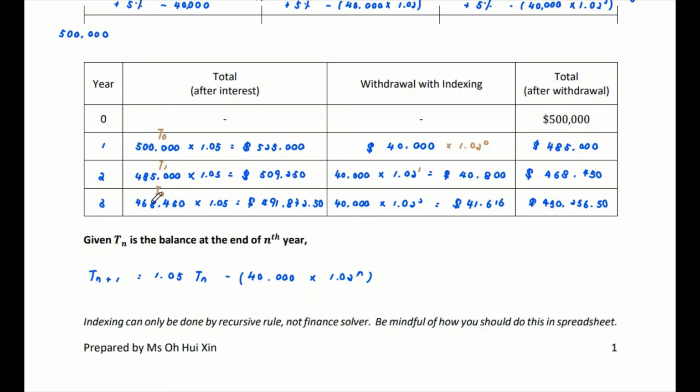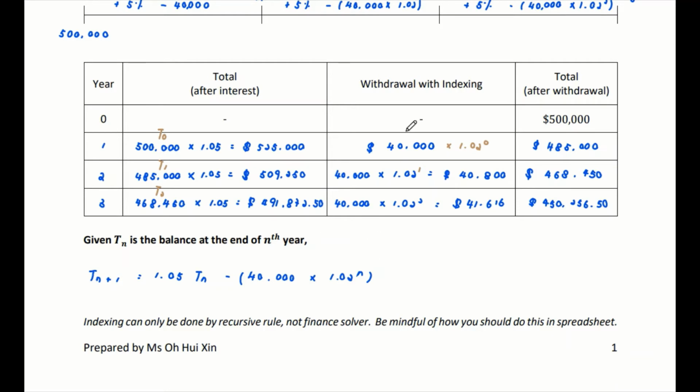If you are finding T2, then it will be 2. So T2, then n plus 1 equals 2, right? So your n here is 1. So T2 equals 1.05 multiply T1, and then you minus off 40,000 multiply 1.02 power 1. So this is correct. When you do T3, then it means 1.05 multiply T2, then you minus off the withdrawal here, which is 40,000 multiply 1.02. The n here is 2. Alright, so this is how we are doing this.